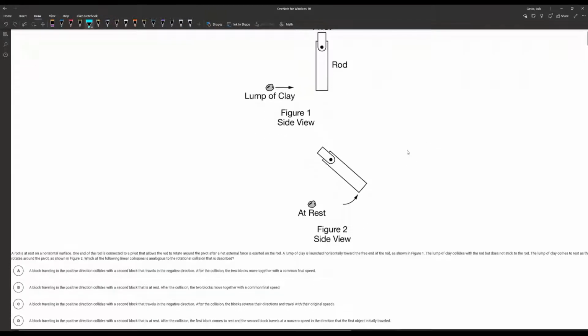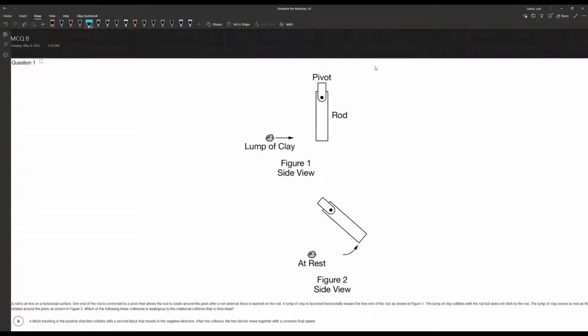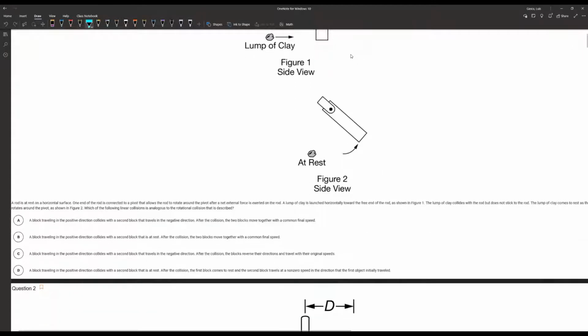So it looks like we have some kind of pivot that a rod can move about, and we're going to have a lump of clay that is going to be launched at this. And so let's see here. A rod is at rest on a horizontal surface. One end of the rod is connected to a pivot that allows the rod to rotate around the pivot after a net external force is exerted on the rod.